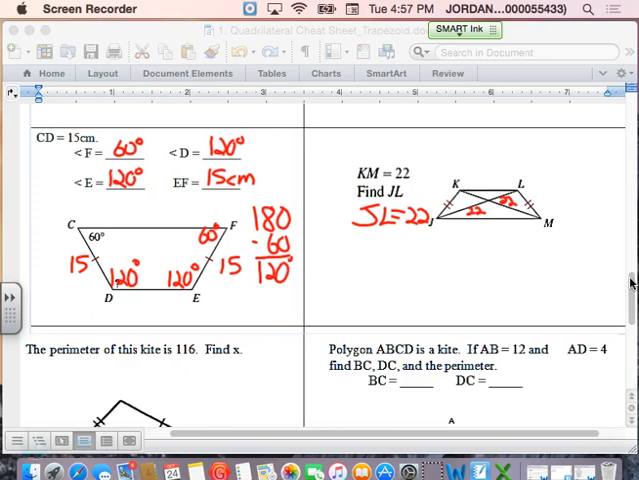And then on this other trapezoid, JKLM, I'm told that KM, which is a diagonal, is 22, and I'm asked to find JL, the other diagonal. Well, I know that in isosceles trapezoids, the diagonals are congruent with each other. So JL must also equal 22. So let's move on to some kite problems.